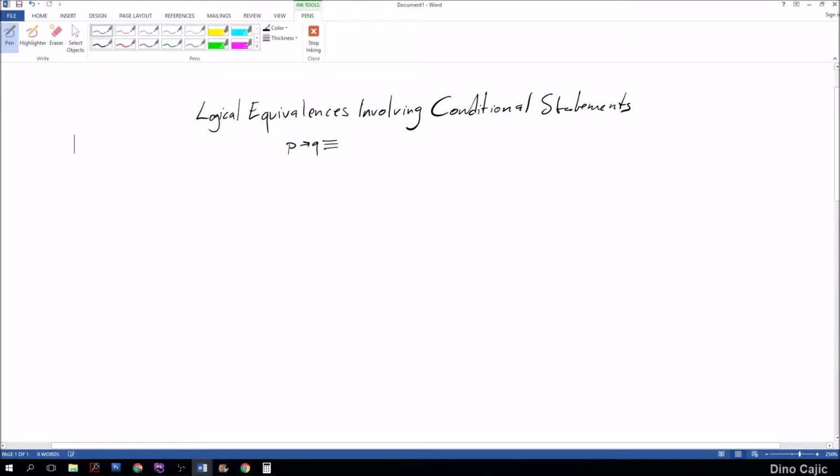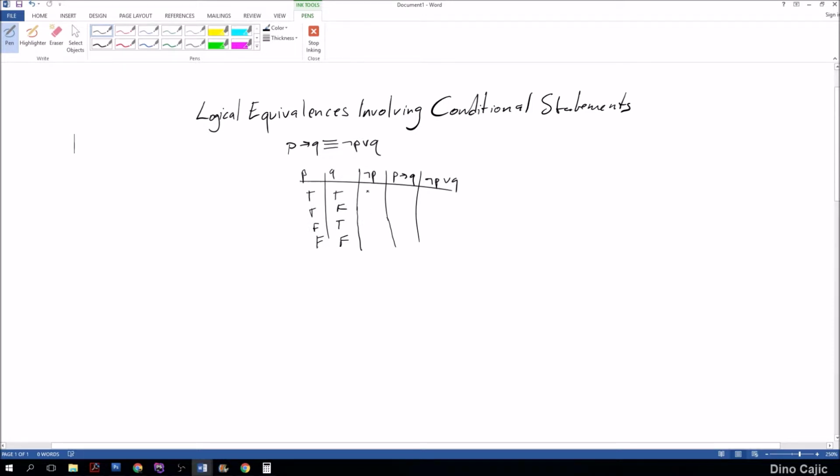P implies Q is equivalent to not P or Q. There's no real simple trick that I can give you that goes from here to here that you can remember. The only way we can really look at this is to look at the truth table and see if they are equivalent. So we have P, Q, not P, P implies Q, and not P or Q. So true, true, false, false, true, false, true, false.